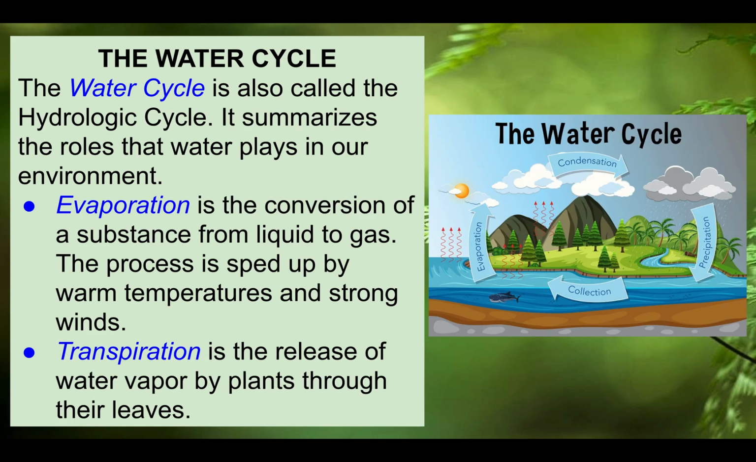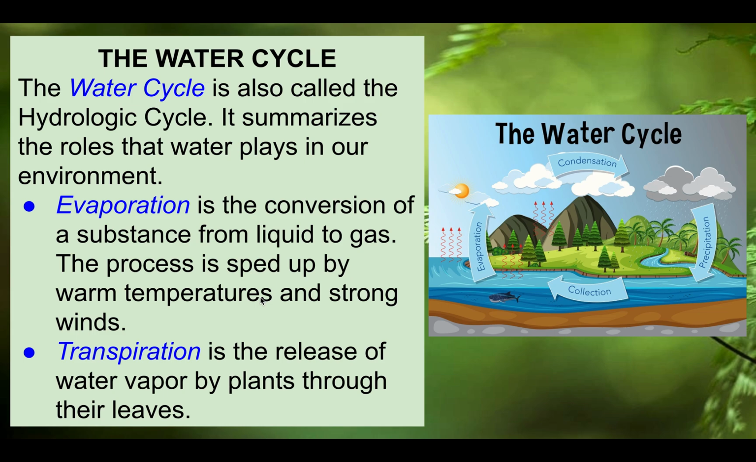The water cycle is also called the hydrologic cycle. It summarizes the roles that water plays in our environment. So evaporation is the conversion of a substance from liquid to gas. This process is sped up by warm temperatures and strong winds. So evaporation is this water here heating up and going up into the clouds, okay?